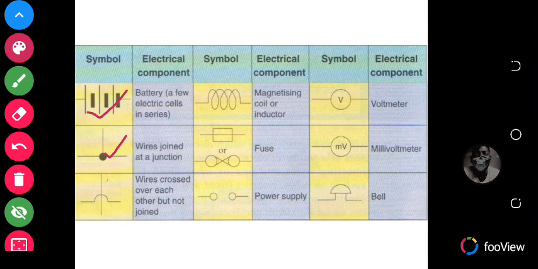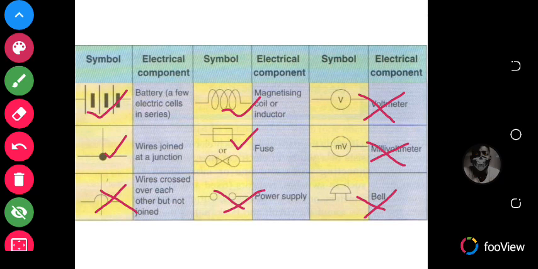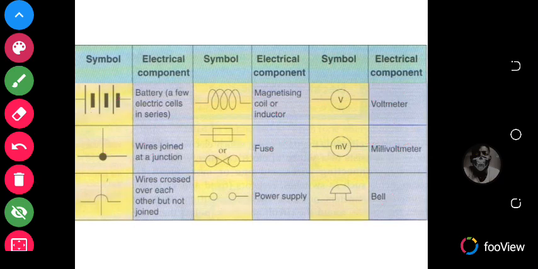and an additional thing, for a magnetizing coil or conductor, you always see a drawing like this, and a fuse looks like this. So keep these drawings in mind. But for now, just leave these ones and learn how to draw these ones. So one, two, three, four. Okay. All right.